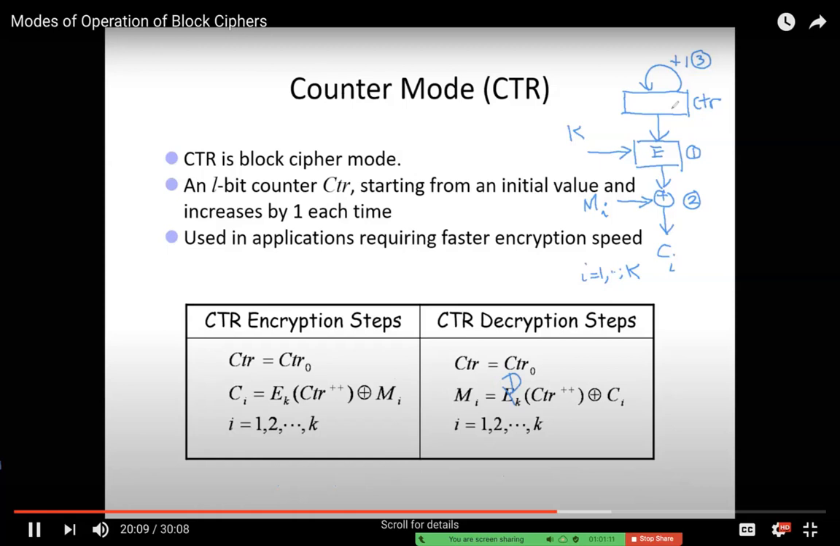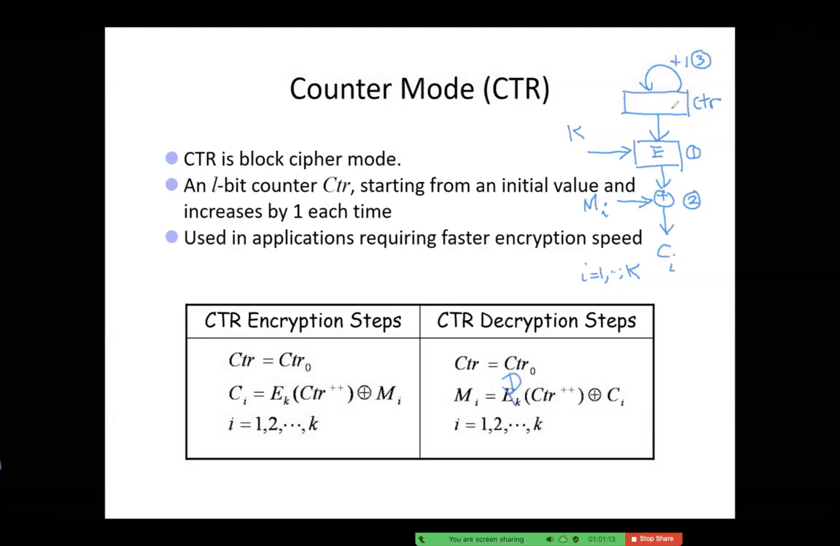Both CBC mode and CTR mode are commonly used. All right, so let me remove this, and we go back.